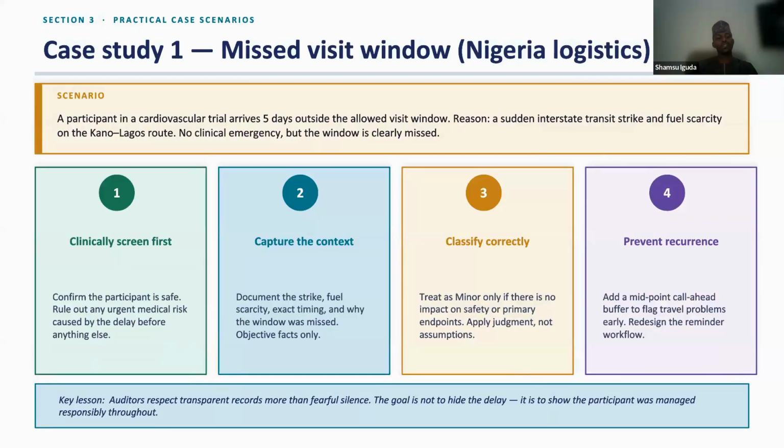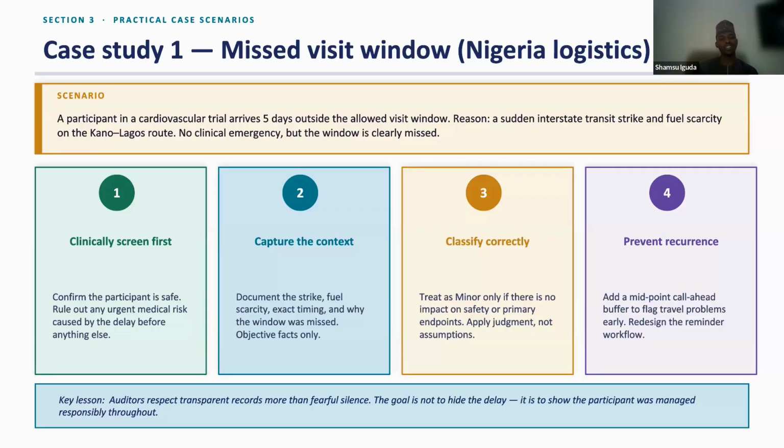Okay, so now let us look at some examples. I am going to walk through three case studies in this section, each representing a different category of deviation that is common, especially in our setting here in Nigeria and in low and middle income settings. Case one: a participant in a cardiovascular trial is enrolled at a site in Lagos, and they travel to Kano, where they were visiting family, and need to return to Lagos for a scheduled visit.